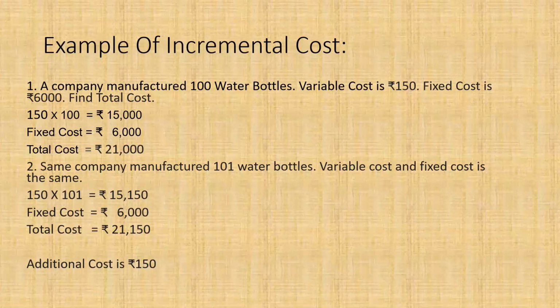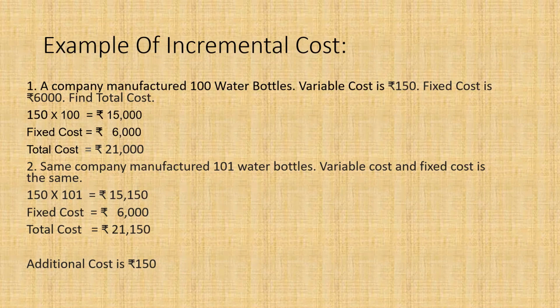So I hope you all understood this. You can also make your own example so that you don't forget the concept. Say, for example, a company manufactured 150 toys. Variable cost is 200, fixed cost is 7,000. And in the second case, the same company manufactured maybe 155 toys. Variable cost and fixed cost are the same. So you can find the additional cost. This way you won't forget the concept, right?